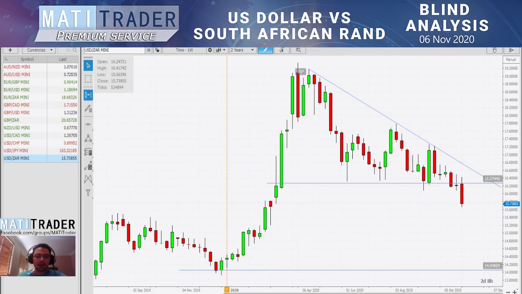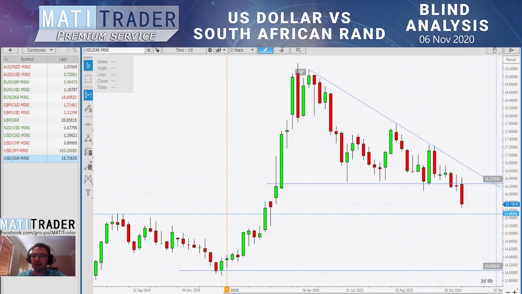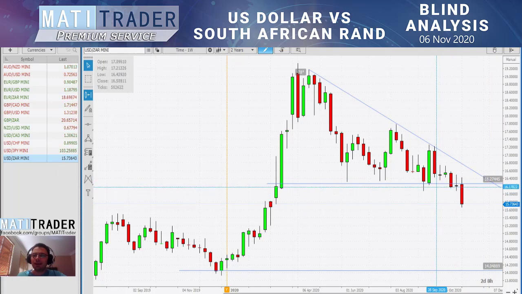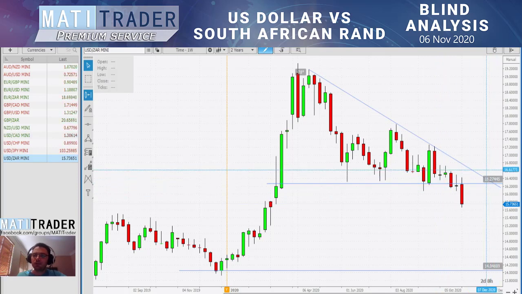And if we look at the currency itself, the USD ZAR is what we're looking at. I'm using ProTrader, and on the USD ZAR you can see that it's trading at 15 rand 73, which means that it's broken its psychological level at 16 rand. And it's also broken 16.27, which was a very strong support.